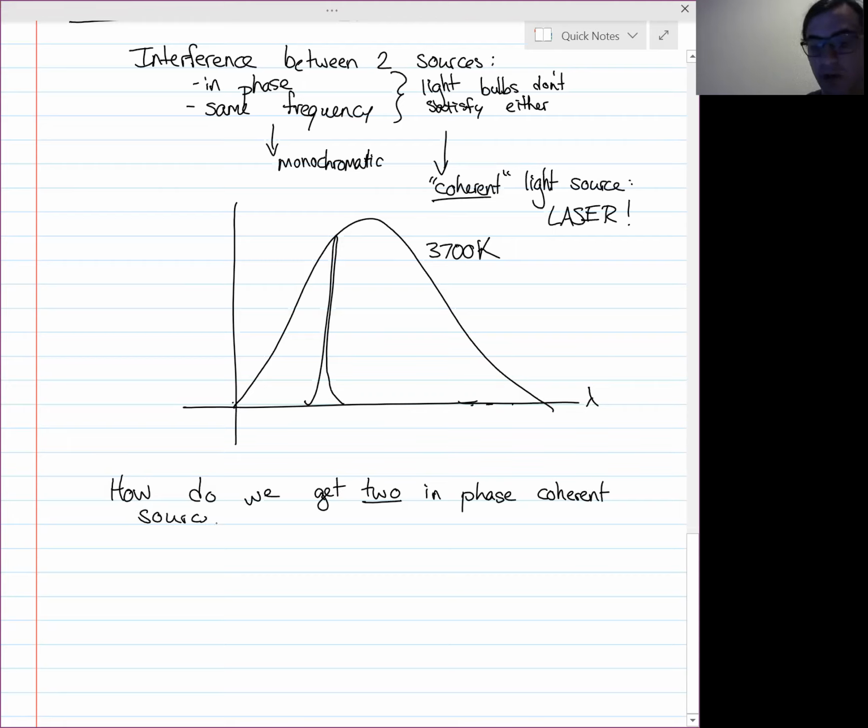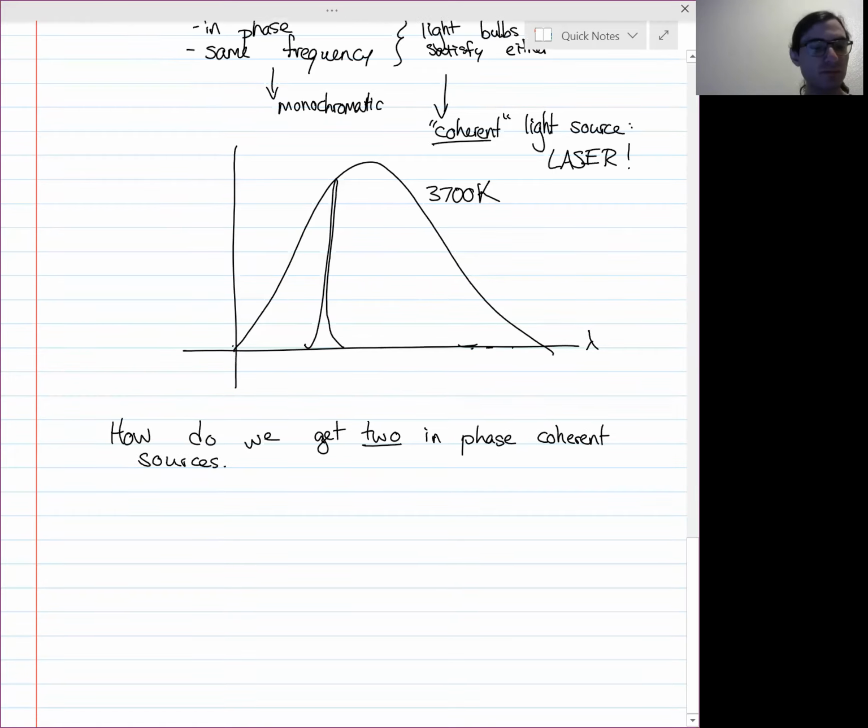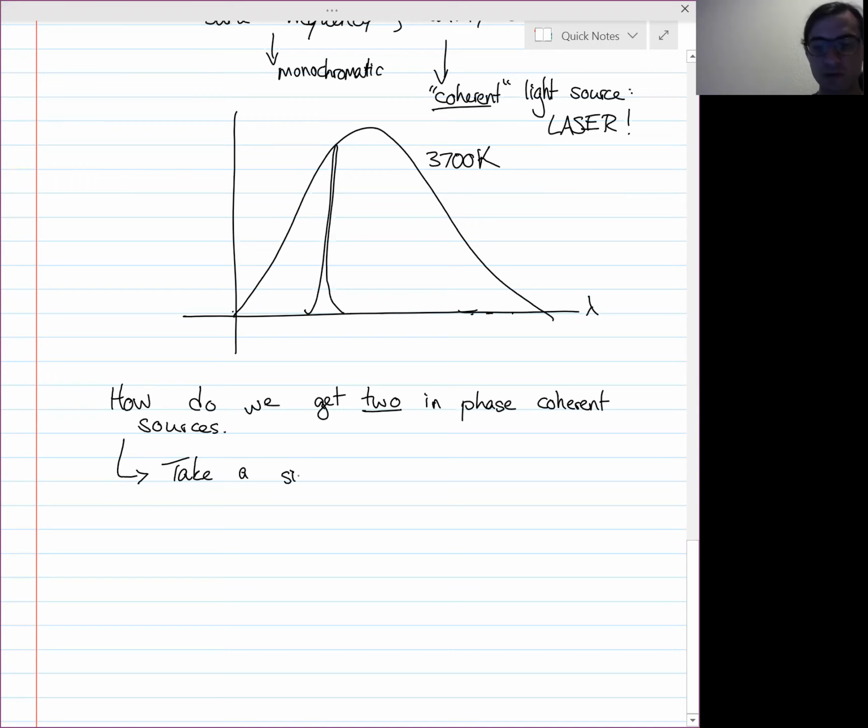So a laser emits one beam. All of those waves are in phase with each other, but we need two beams. How do we do that? Or two sources? Because we need them to interfere with each other, right? They won't interfere with themselves because they're all in phase. They're not going to destructively interfere anywhere. The way we do this is relatively easy, actually. We take a single laser and split it.